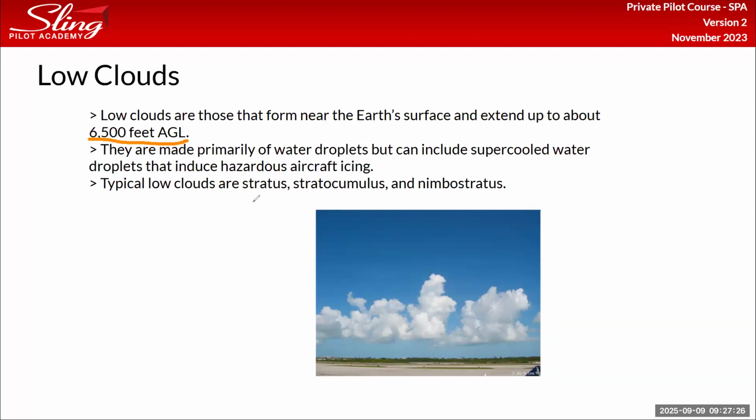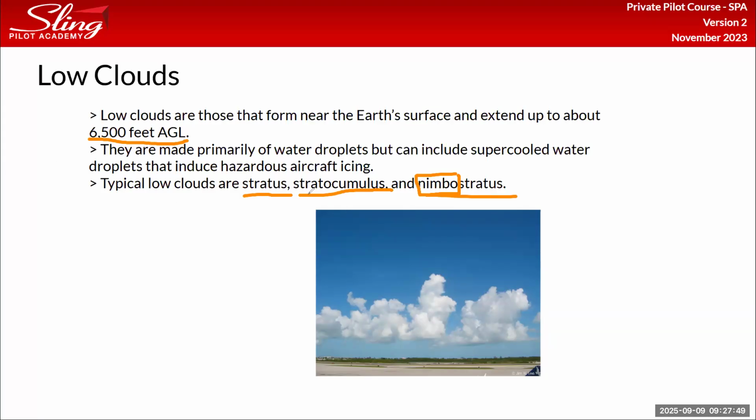Types of typical low clouds: stratus, which we've already talked about, stratocumulus, and nimbostratus. Do we remember what nimbo means? Yeah, water. This means water, rain is associated with this cloud, okay?